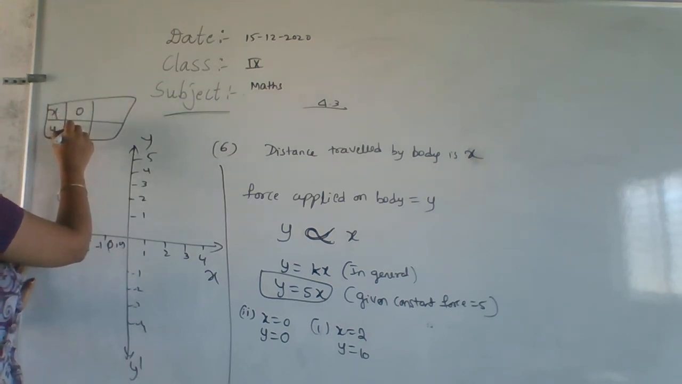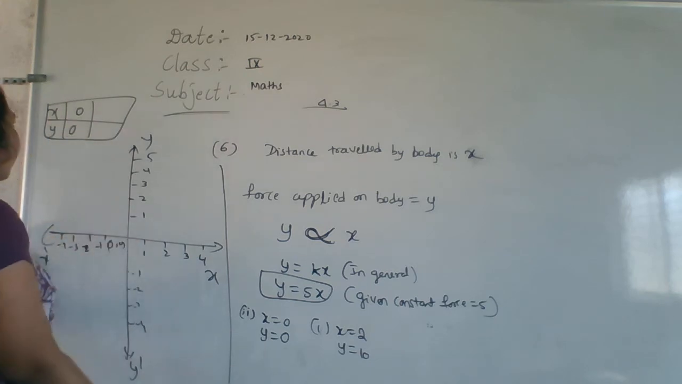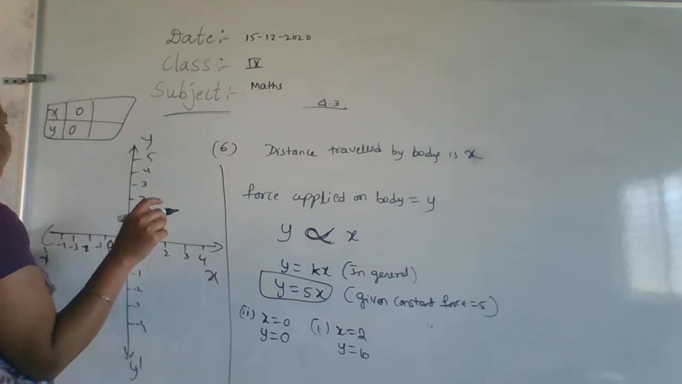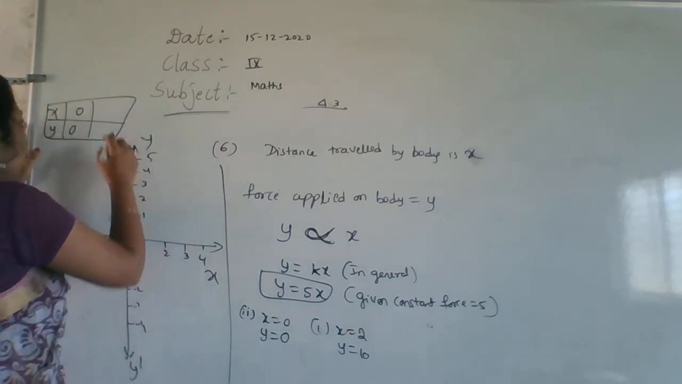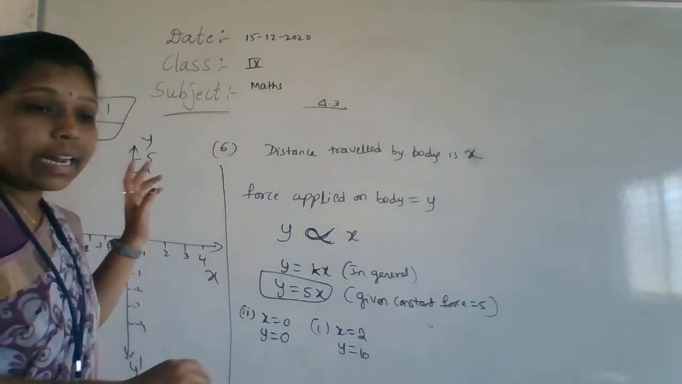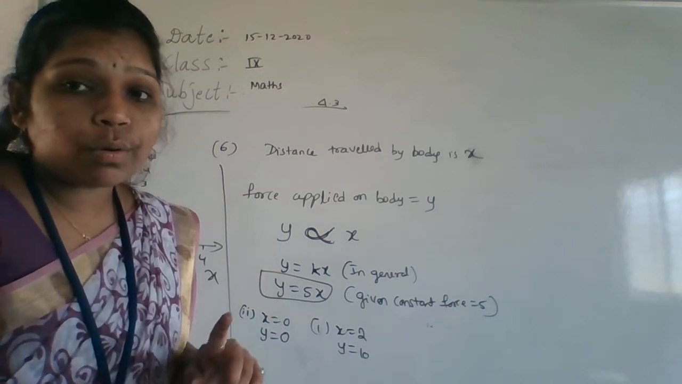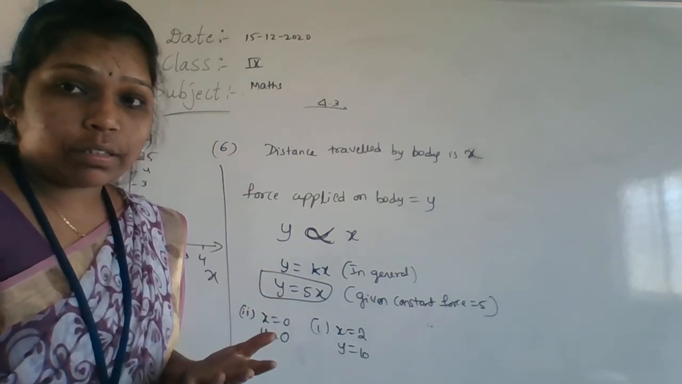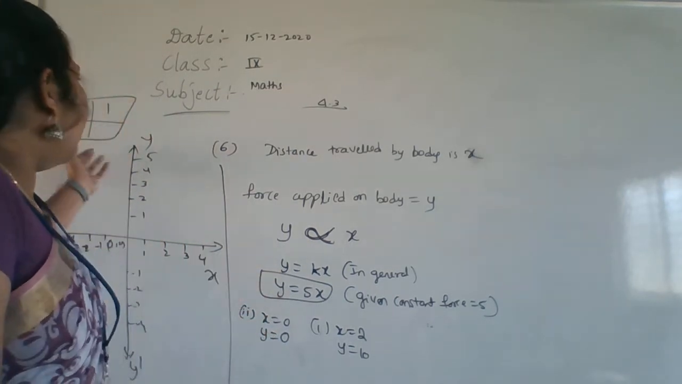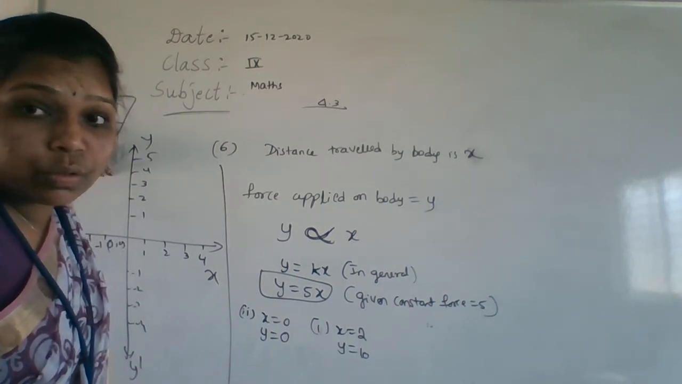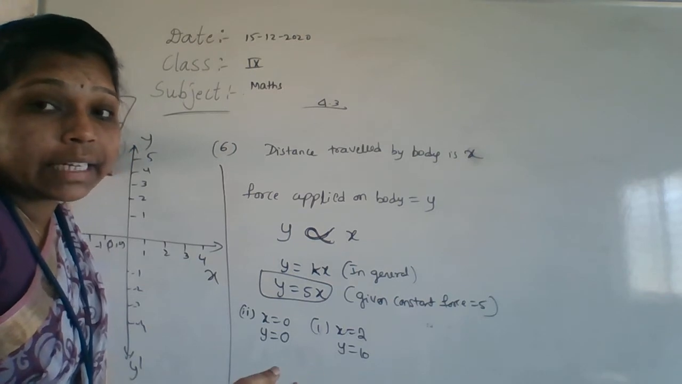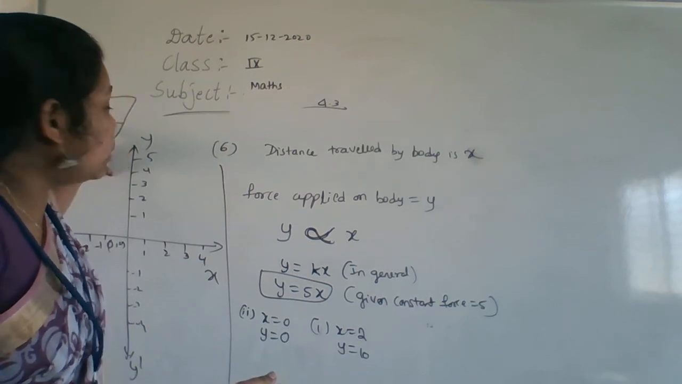Whenever x is 0, y is also 0. If both are 0, then take another value: x is equal to 1. Whenever we get x equal to 0 and y equal to 0, then take another value also. Otherwise, if you put y equal to 0, then x is again 0 only. So we are getting only one coordinate point. That's why substitute other values.